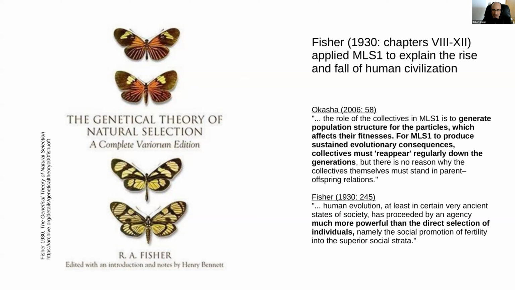The last 5 chapters of the genetical theory, these are the controversial ones, chapters 8 through 12. I want to propose to you that he was basically applying multi-level selection 1 to explain the rise and the fall of human civilization. So here's that same quote from Okasha, 2006, generating population structure for the particles, which in turn, according to Fisher, has sustained evolutionary consequences.